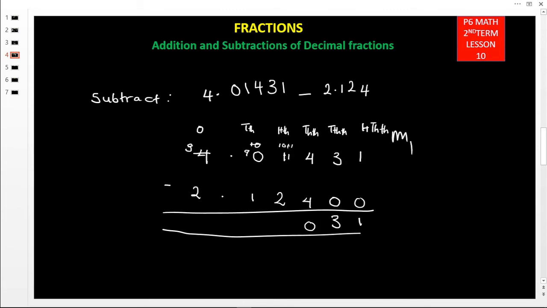So this is 11. So this 11 take away 2, that is 2, 3, 4, 5, 6, 7, 8, 9, 10, and 11. So it is a 9. So we remain with a 9. Now this 9, I'll take away 1, we remain with the 8, then our point, then 3 take away 1, we remain with the 1. So our answer becomes 1.89031. So let us look at another example.